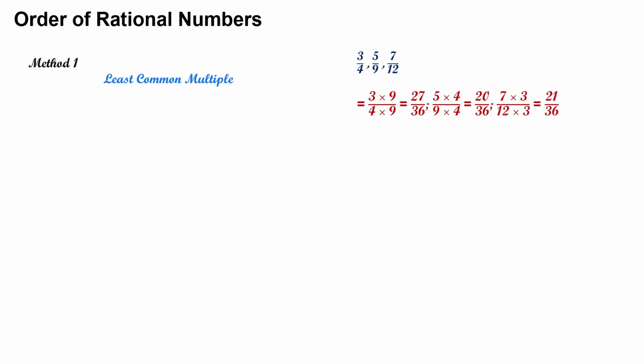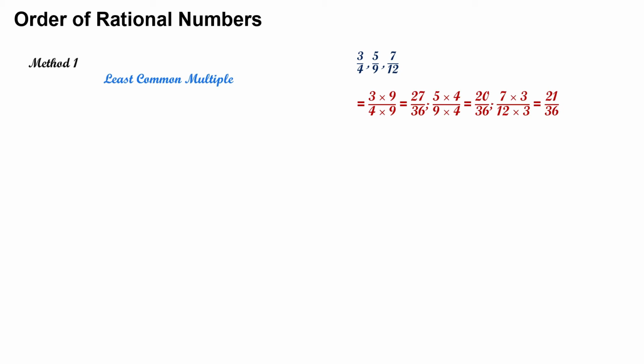Order of rational numbers. Method 1 is the least common multiple. Let's say we have 3 over 4, 5 by 9, 7 by 12. At this moment, you can't really tell which number is the biggest, which is in the middle, and which is the smallest. So the first thing you need to do is get a uniform denominator, and for that you need to find the LCM. So 3 over 4 will be converted into 27 over 36, 5 over 9 will be converted to 20 over 36, and 7 over 12 will be converted into 21 by 36.